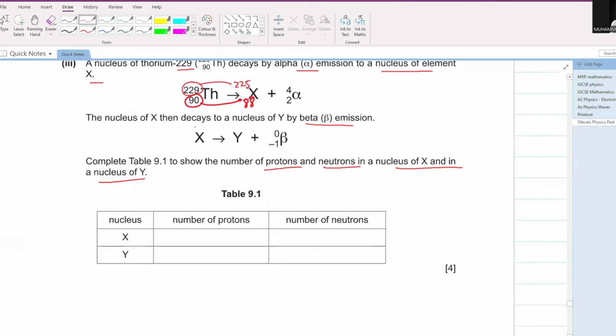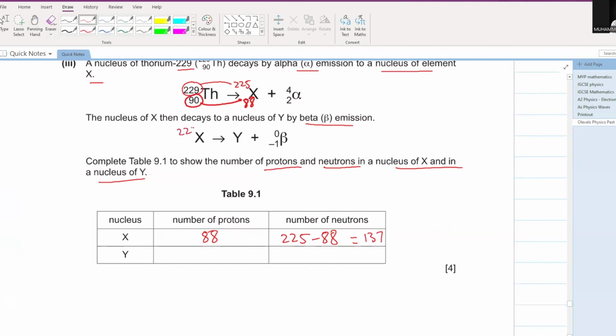Perfect. So, what are the number of protons in X? Number of protons in X is 88. What are the number of neutrons in X? Very, very easy. 225 minus 88. The number of neutrons in X comes out to be what? 225 minus 88. This comes out to be 137. Perfect. Let's move on to Y.